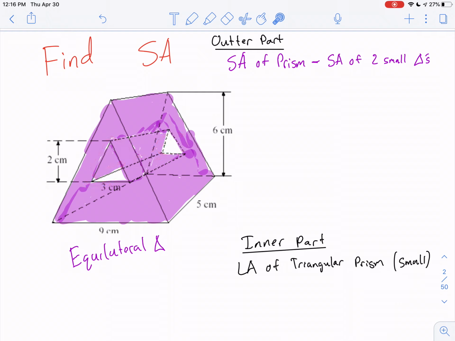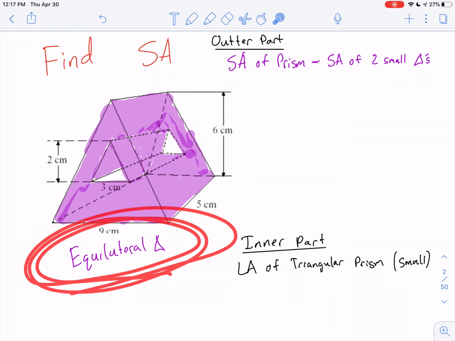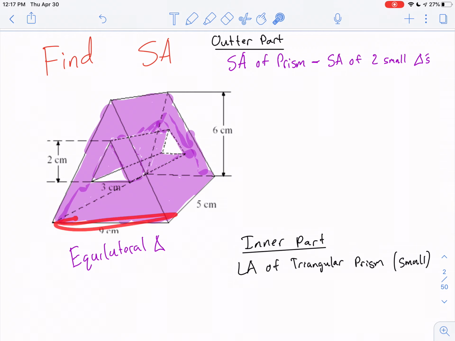So this is right inside. The only thing here is that this piece is hollow, and the piece inside is hollow. The goal is to find the surface area, and a good help is that these are equilateral triangles. So this is 9, this is 9, and this is 9. And this is 3, this is 3, and that's 3.